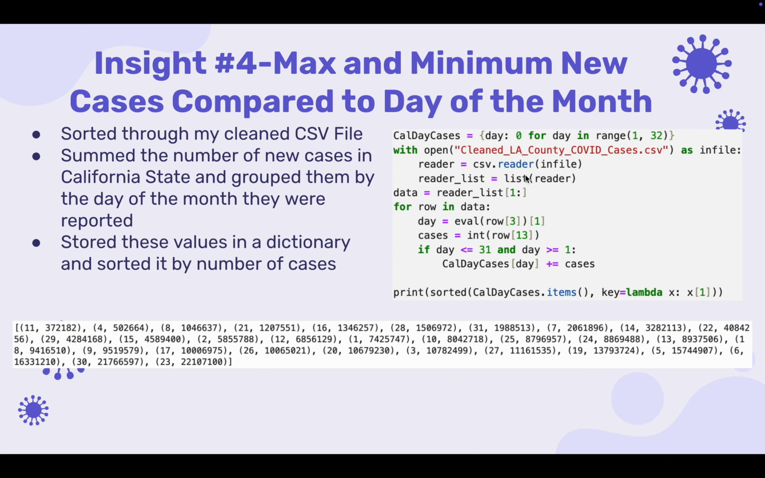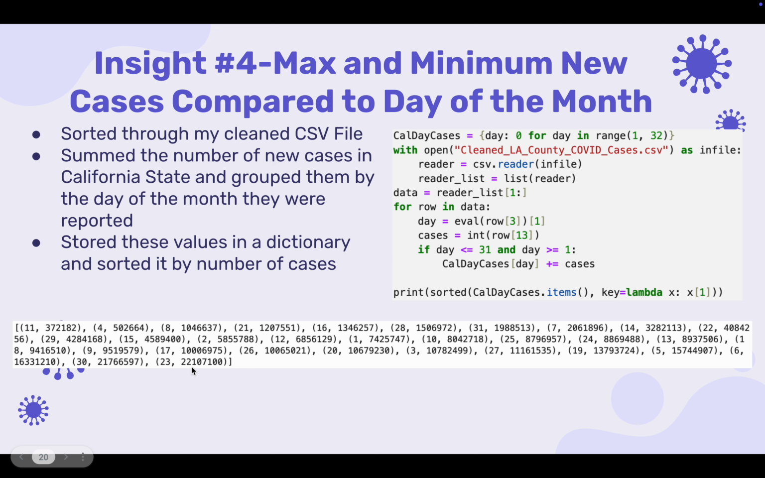So for my fourth insight, this was just kind of something that I thought was intriguing and interesting to look at. I wanted to find the maximum and minimum new cases compared to the day of the month. So you can see my code here. I sorted through my clean file and sorted it by the number of new cases, where I went in and found each day. And I found that the absolute minimum was 372,000 new cases on the 11th of the month, and the 23rd of the month had over 22 million.